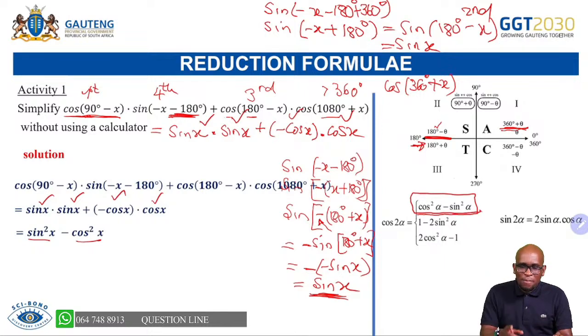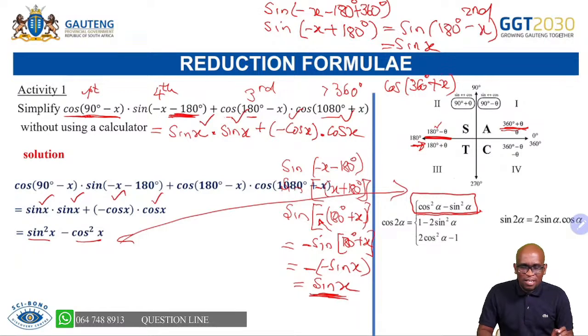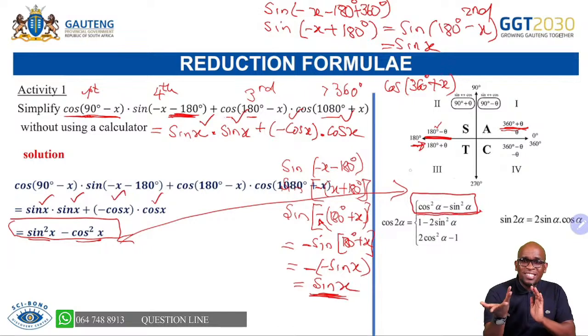But the only problem here is that when you compare the two, you can see that the one that is written here, the sign is positive, the cosine is negative. But the one that is on the formula sheet, the cosine is positive and the sine is negative. So you can see there's a change of sign.